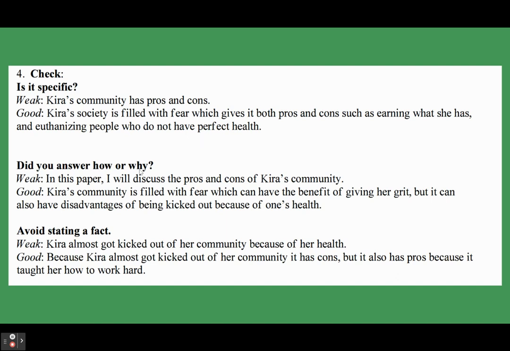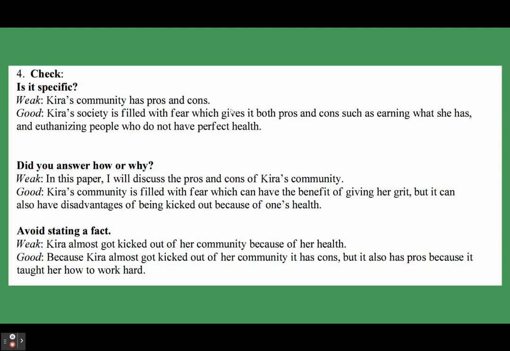Did you answer the how or the why? In this paper, I will discuss the pros and cons of Kira's community. That's a weak thesis statement. First off, because I have the word I in there, and we do not put I in academic papers. And again, all I did was mention pros and cons. It would be better if I said Kira's community is filled with fear, which can have the benefit of giving her grit, but it can also have disadvantages of being kicked out because of one's health.